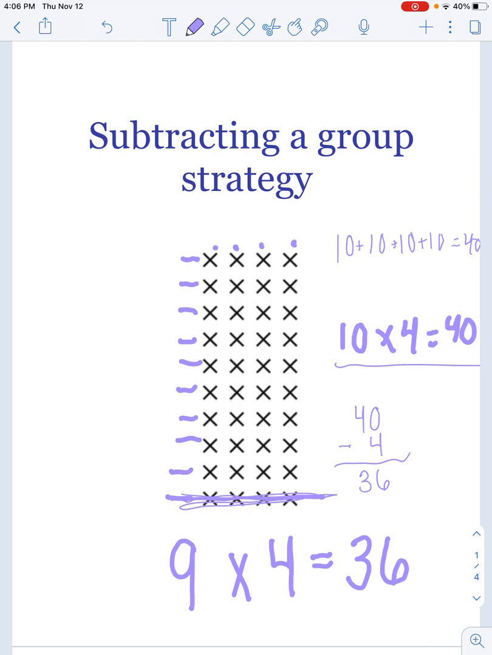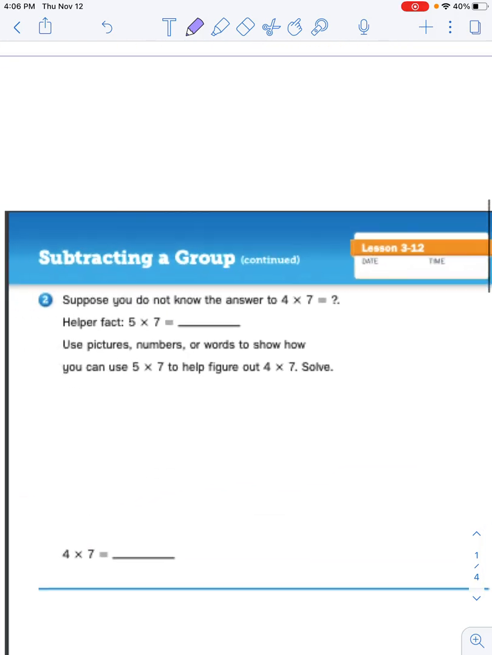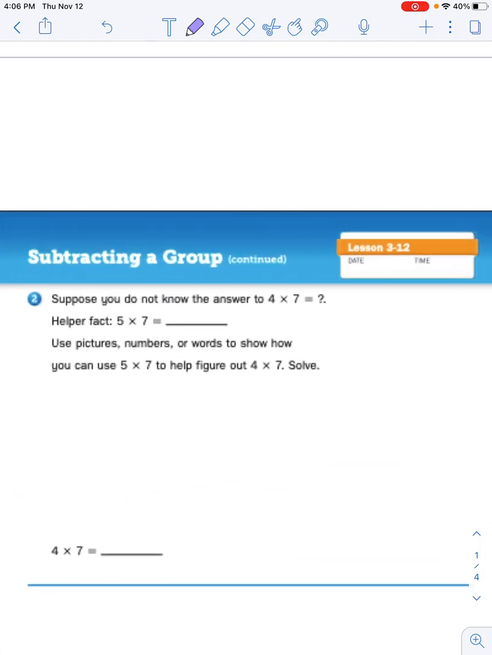Okay, so let's try that on a practice page. Here's my practice page. Suppose I do not know the answer to 4 times 7. The helper fact is 5 times 7. I need to use pictures, numbers, or words to show how you can use 5 times 7 to help figure out 4 times 7. I'll show you 2 different ways you could do it: an array and a picture.